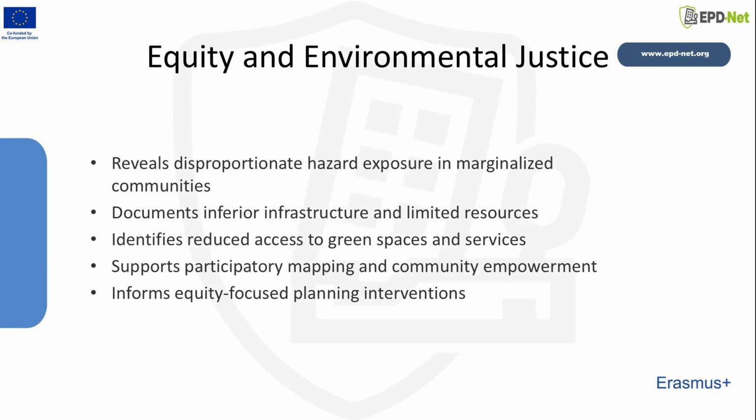Vulnerability mapping serves as a powerful analytical tool for revealing environmental justice concerns by systematically documenting patterns of disproportionate hazard exposure and limited access to protective resources among marginalized communities. Spatial analysis techniques have identified patterns of environmental inequality in specific urban contexts, with research demonstrating how low-income neighborhoods and communities of color experience elevated pollution exposure compared to more affluent areas.